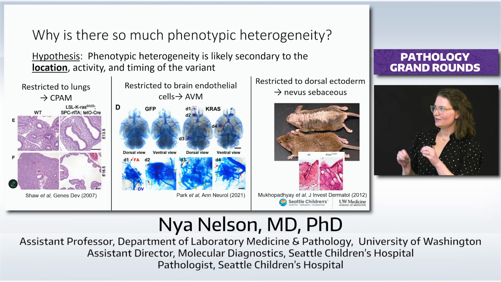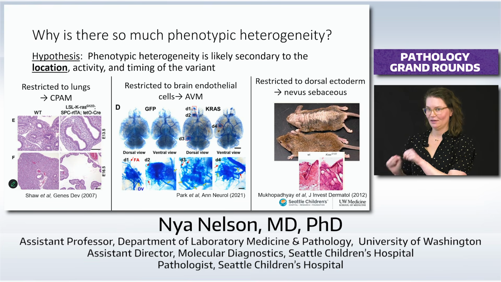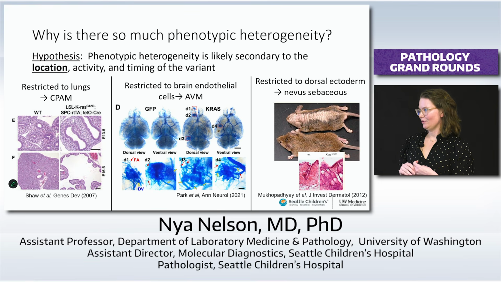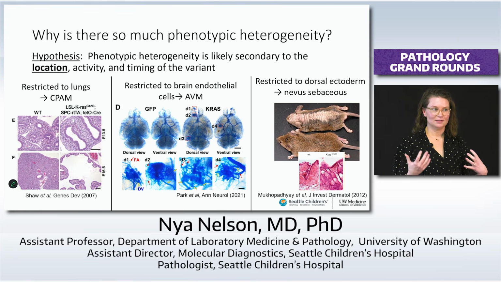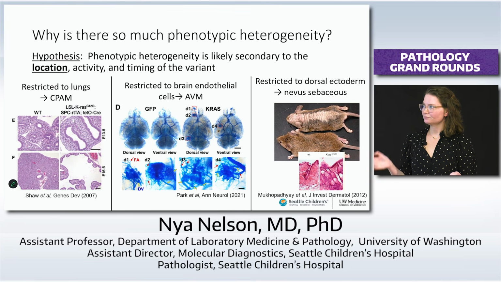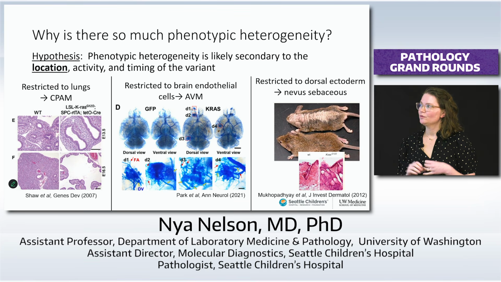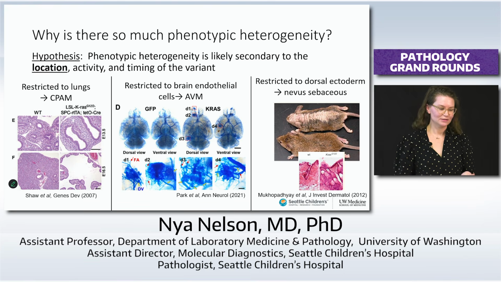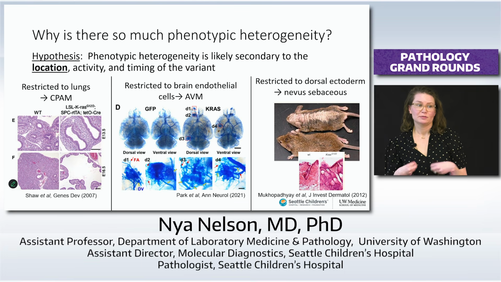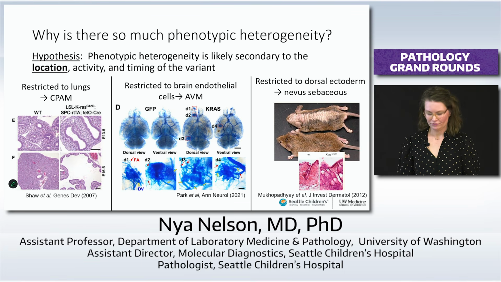So shown here are 3 different mice, all of which have the same KRAS G12D variant, but expressed in different cells in the body. So for example, if KRAS G12D is expressed only within lung epithelial cells during development, you get a cystic lung lesion similar to a type 1 CPAM. In contrast, in the middle, if you instead restrict that same variant to brain endothelial cells, you get AVMs with these little knots of blue vessels. And lastly, if you restrict that same variant instead to the dorsal ectoderm, you get a skin lesion on mice, which is highly reminiscent of a nevus sebaceous. So the specific cell type that's carrying the variant is very important for the phenotype here.